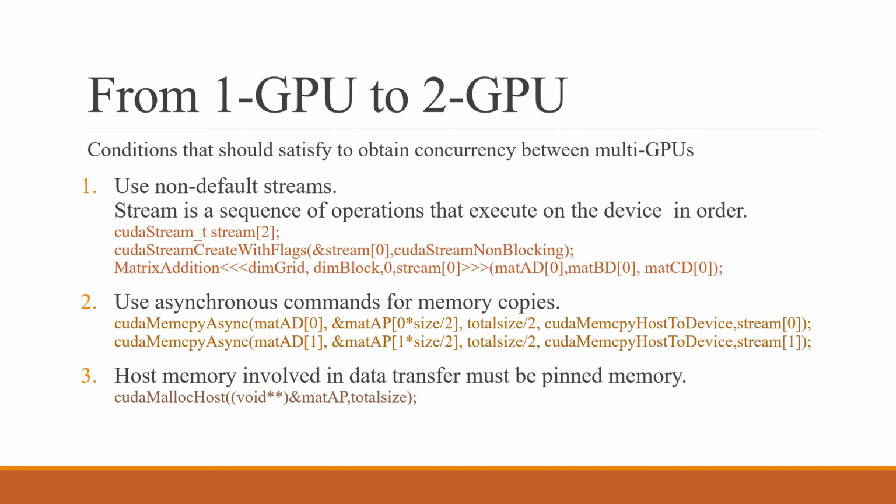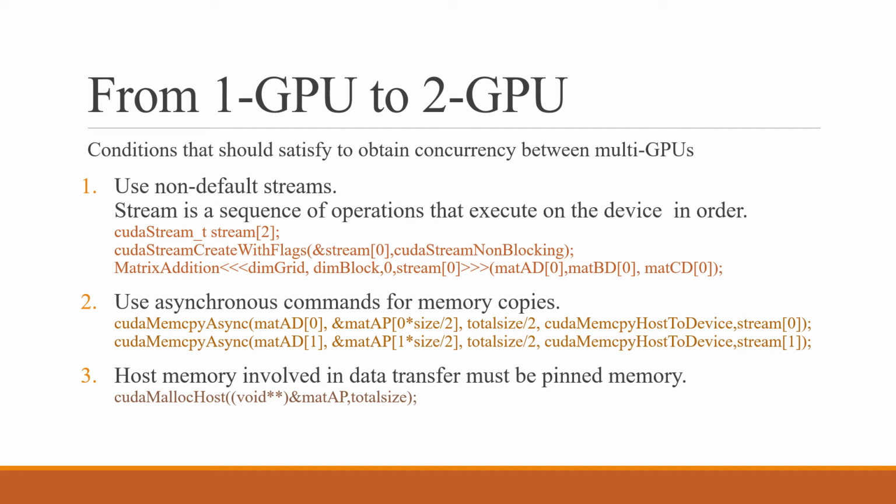Also, the second condition is using asynchronous commands for memory copies. If you don't use asynchronous commands and use synchronous commands, it will do the first memory copy, and until it ends, it won't do the second memory copy. So in order to avoid that, I had to use asynchronous commands, cudaMemcpyAsync. So those two commands can execute at the same time. Whenever the device gets the second command, it will start executing no matter whether the first one has finished or not.